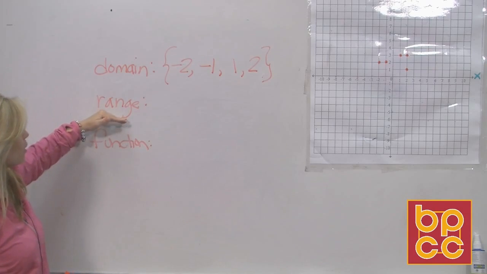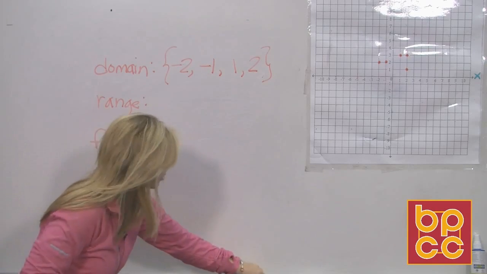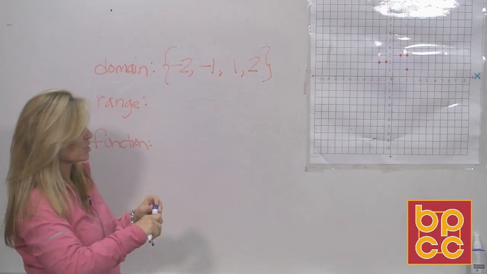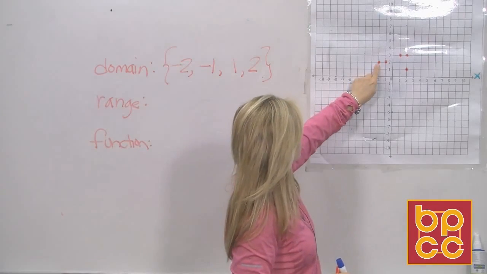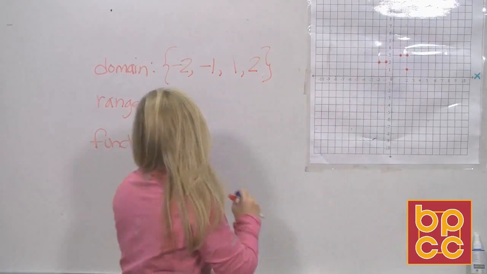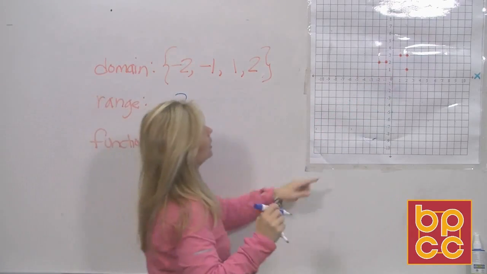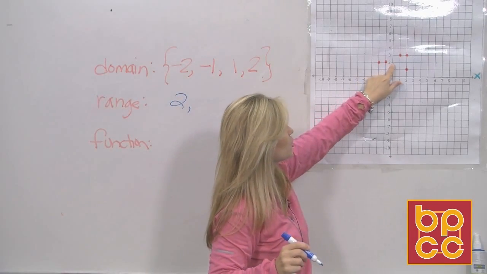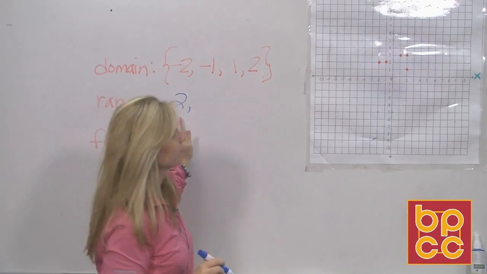What does range mean? Range means y. Okay? Let's look at each of these points and list its y values. This point's y value is 2. This point's y value is 2. So I don't need to write that again.